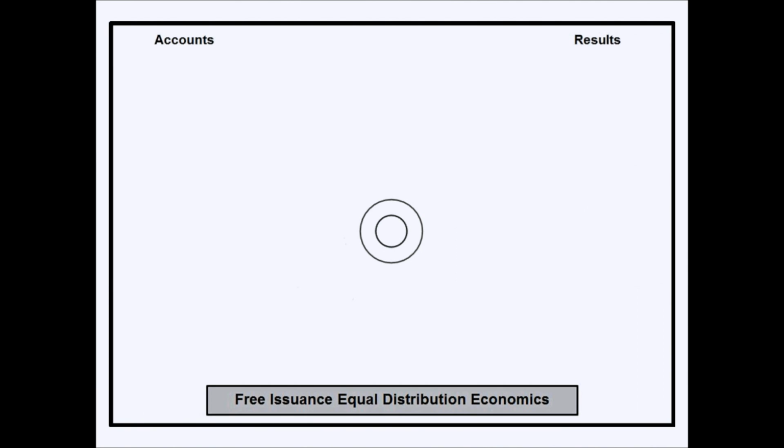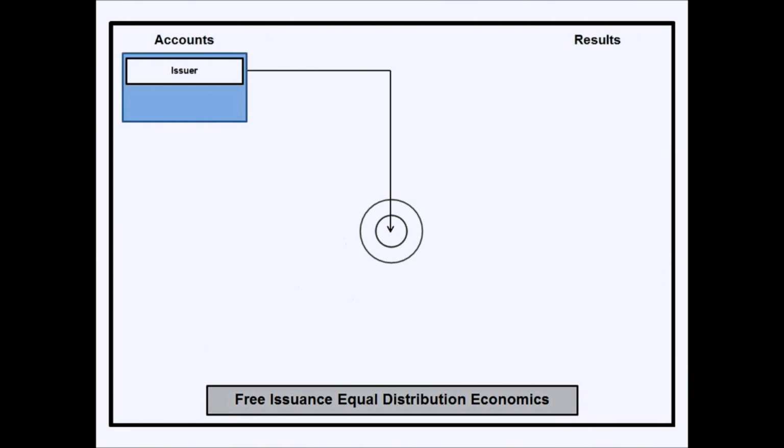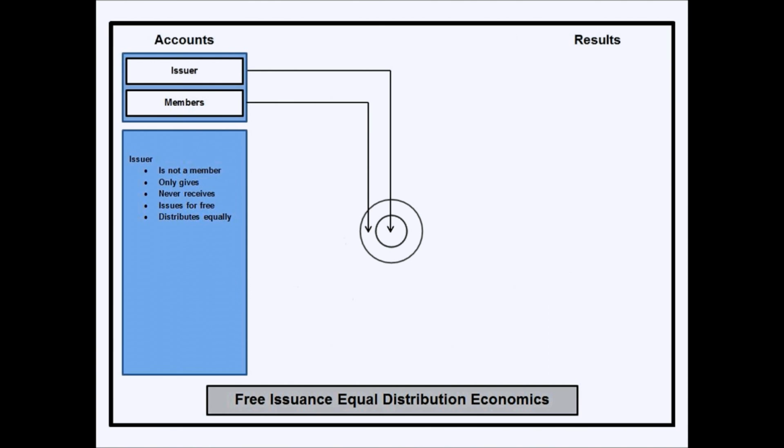There are only two kinds of accounts in a free issuance equal distribution economic system. At the very center of the distribution, just like in every economic system, is the issuer. Every account other than the issuer is a member account. The issuer is not a member. The issuer only gives, the issuer never receives. The issuer issues currency for free and distributes currency equally to all of the members. The issuer carries the initial debt indefinitely for the entire economy.